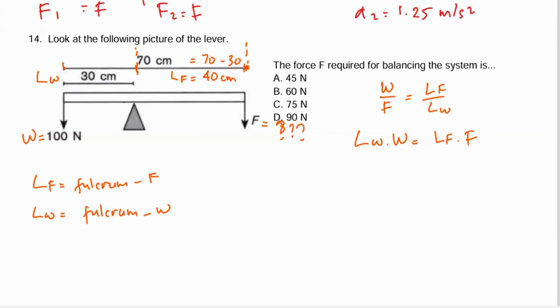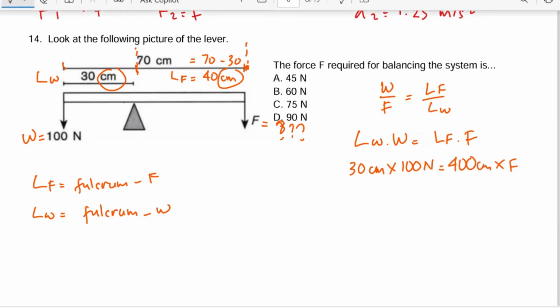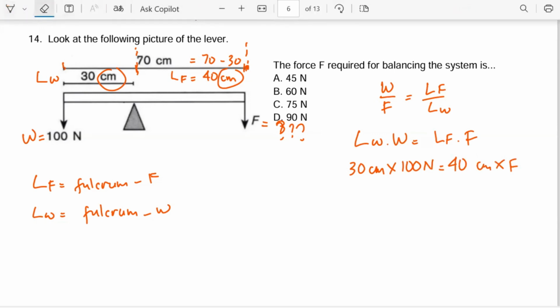The good thing about this kind of question is that as long as both have the same unit, we are not compelled to change the unit into meter. So we can just write 30 cm times the weight, 100 Newton, equals 40 cm times F. Sorry, it's 40. So we're going to get the answer here.